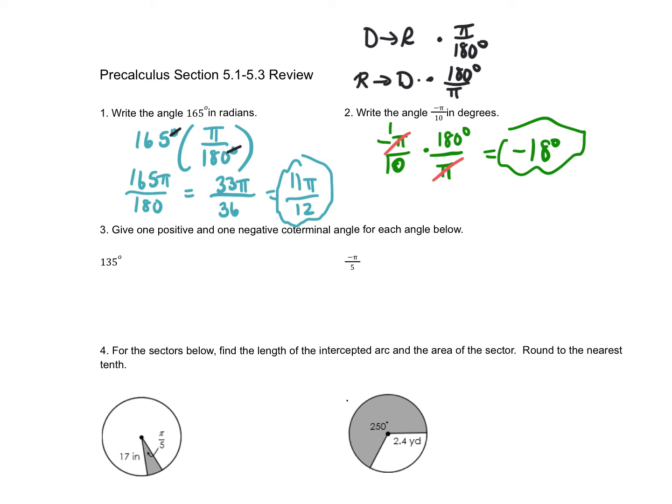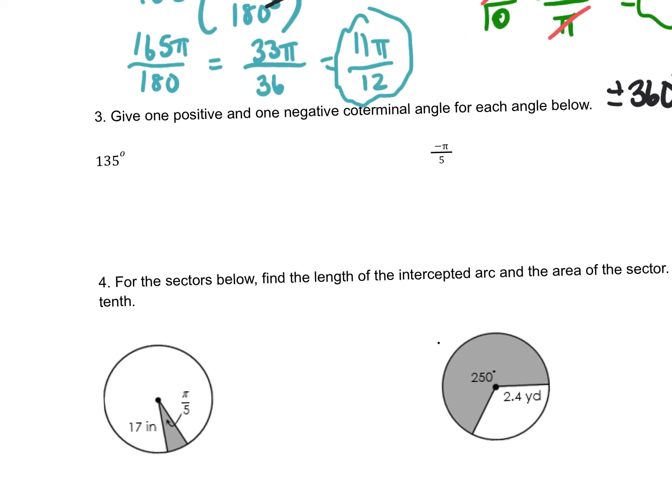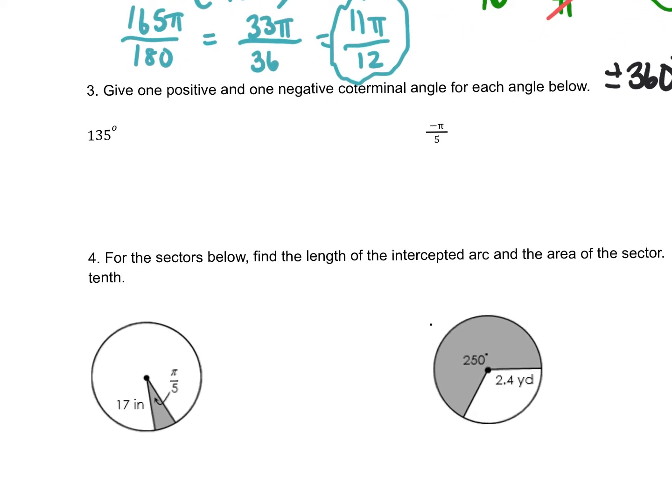The second kind of problem we talked about was coterminal angles. Coterminal angles are angles that end in the same spot but are different angles. We said we could always find these by adding and subtracting full turns, which is 360 degrees, or if you're in radians, adding and subtracting 2 pi. Obviously, if you're in degrees, you want to stay in degrees. If you're in radians, you want to stay in radians.